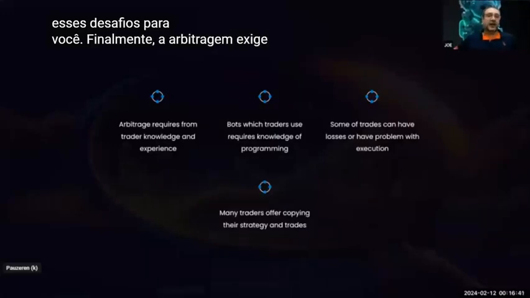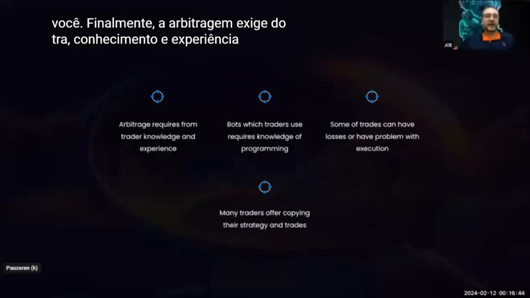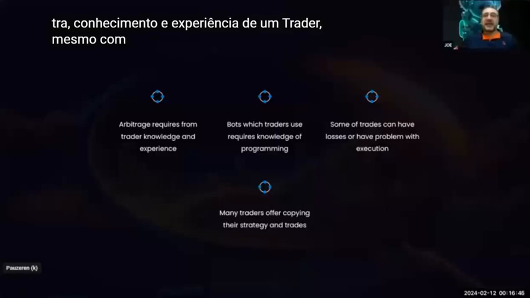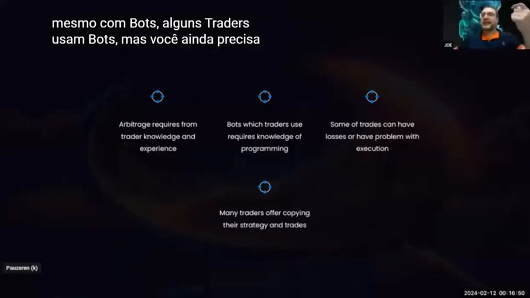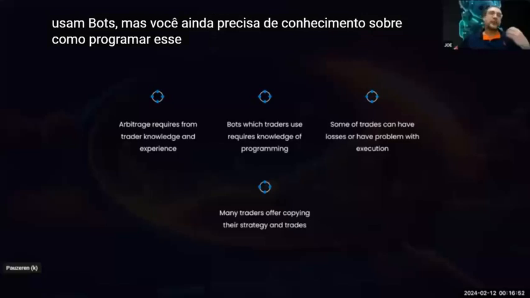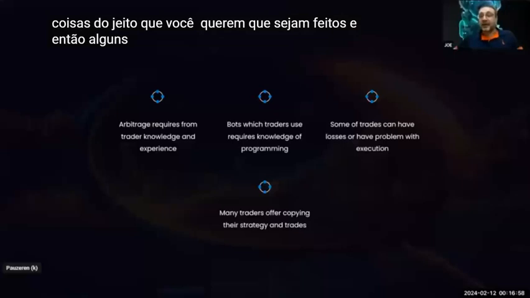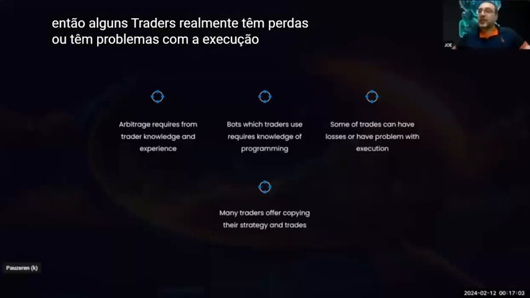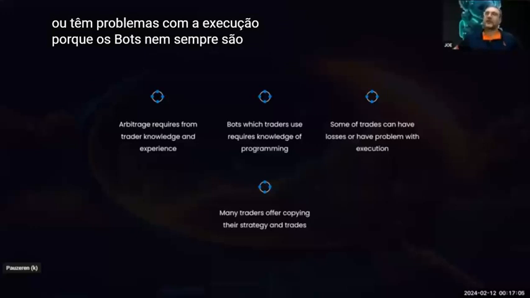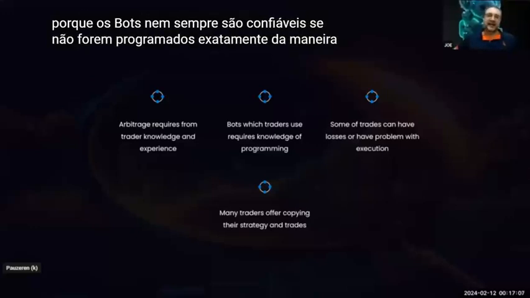Finally, arbitrage requires from a trader knowledge and experience. Even with bots, some traders use bots, but you still need knowledge on how to program that bot so that it does things the way you want them done. And then some traders actually have losses or have a problem with the execution because bots are not always reliable if they're not programmed exactly right.